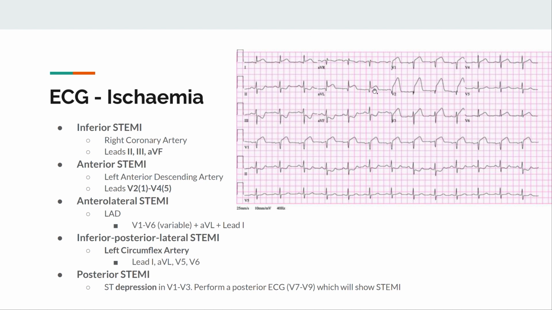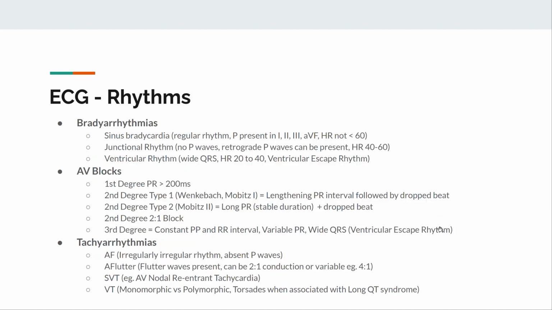The way that you can prove to yourself that this is real is that there's reciprocal depression in 2, 3, and AVF. Because this is an anterolateral portion of the heart ischemia, the opposite side of the heart would be the inferior portion of the heart, and so that has the opposite change. In 2, 3, and AVF, there's ST depression. So this is an anterolateral STEMI.